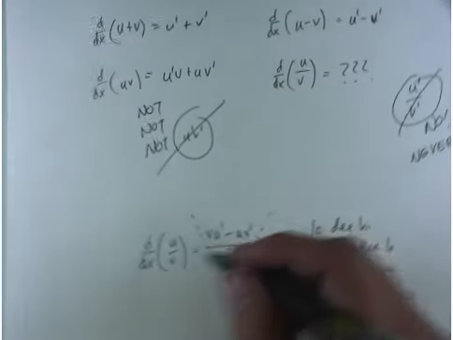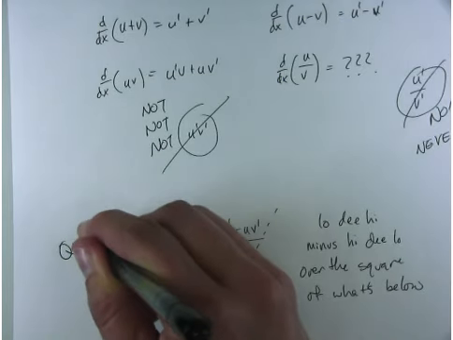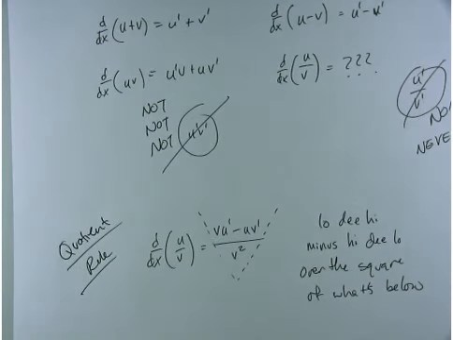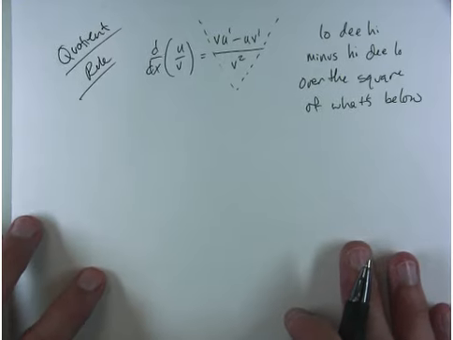This is called the quotient rule. It is how we take derivatives of quotients. Let's see it in action on something that we already know the derivative of. Yeah? So I'm going to leave this at the top of the page.